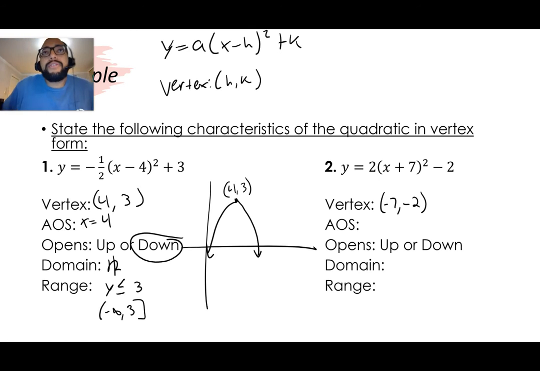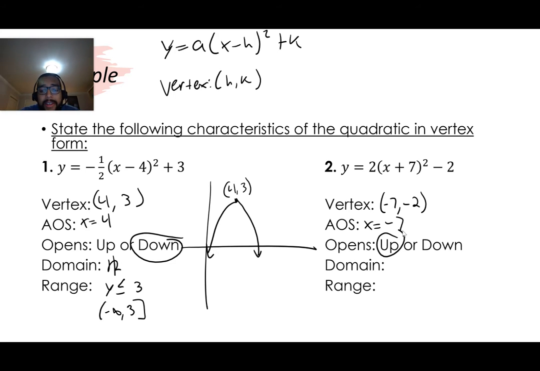Awesome. Axis of symmetry. It is the vertical line that goes through my vertex, which in this case is going to be x equals -7. Does it open up or down? Remember, look at your a value. If your a value is positive, it's going to open up. If the a value is negative, it's going to open down. In this case, our a value is positive. That means it opens up.